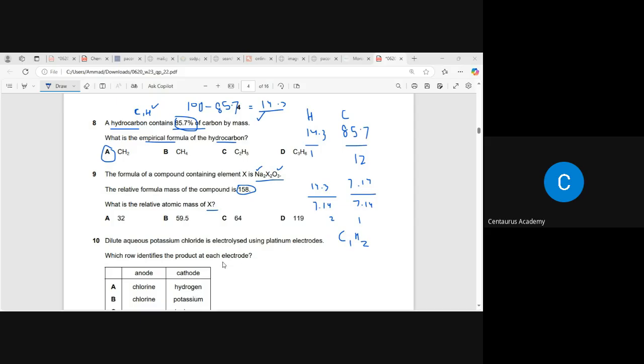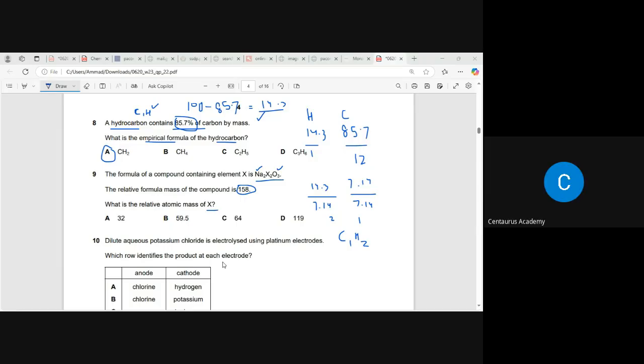Ayan, are you saying C for this one? Yes, ma'am. Okay, what did you do? Ma'am, I subtracted 158 minus 2 multiplied by 23, which is the relative atomic mass of sodium, and minus 3 multiplied by 16, which is the atomic mass of oxygen. And then I got 158 minus 94. You got 158 minus 94. What did you get? 64.